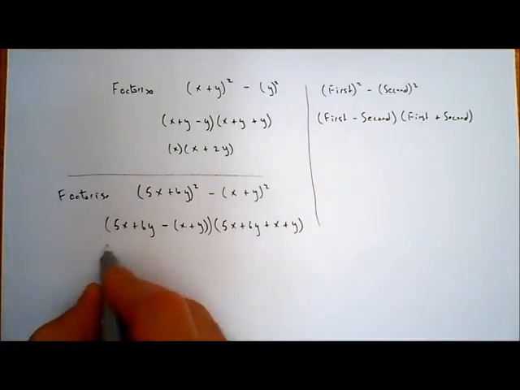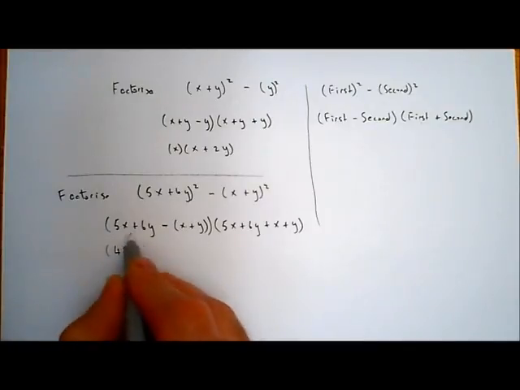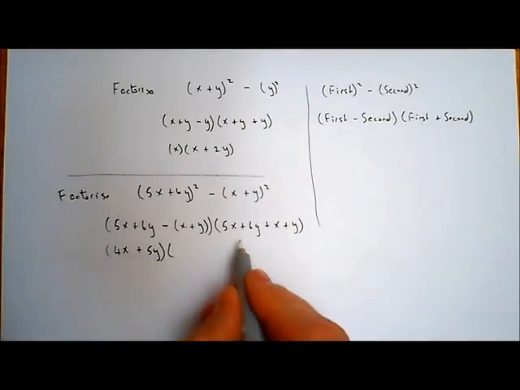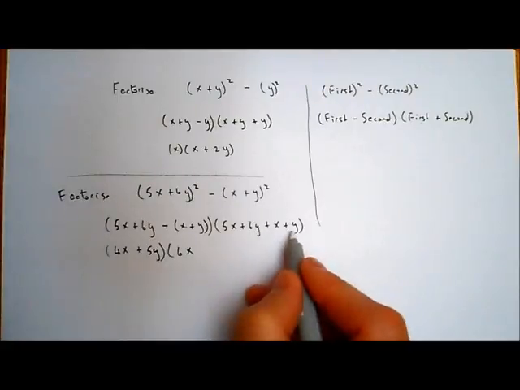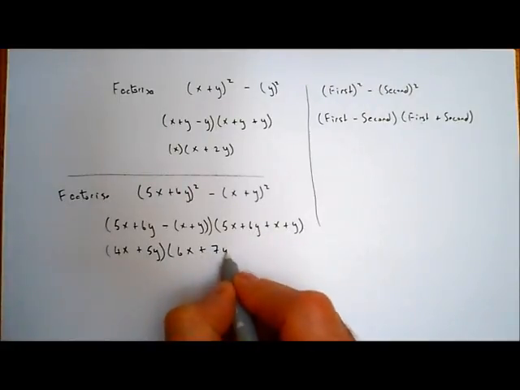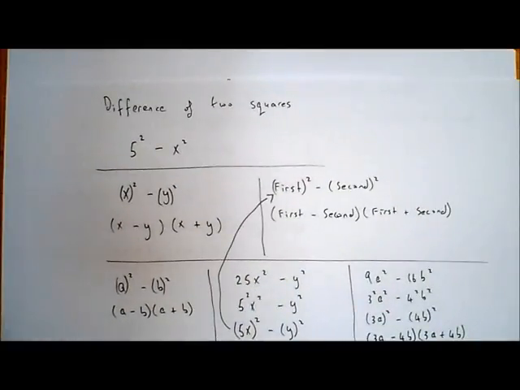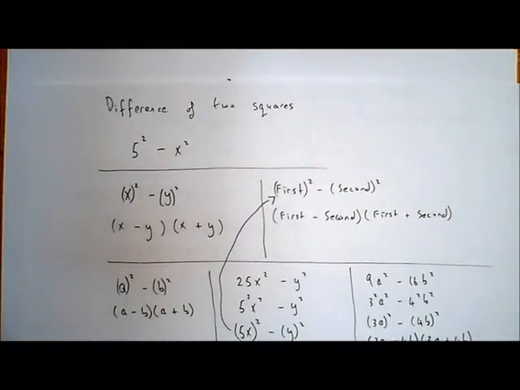There's a few things I can add up in here. I can tidy up, because I've got 5x minus x. That gives me 4x. And I've got 6y minus y, so that's plus 5y, and then in this bracket I've got 5x plus x, which is 6x, and 6y plus y, which is plus 7y. So I can tidy it up a little bit, and that's just the difference of two squares. So remember, a difference is when you're subtracting, and when you've got something that's something squared minus something else squared, that's called a difference of two squares.